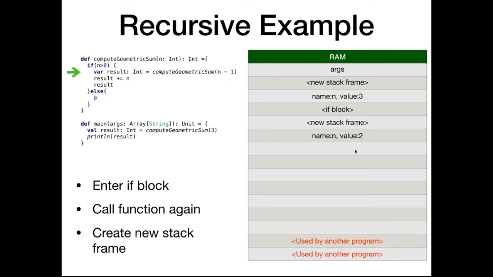The parameter n is created with the value equal to the argument. So we have an n equals 2. Right away we notice that we have two values of n on the stack, two variables of type n, with two different values that they're storing. Yet we can still run this program and have the program know which value of n to look at.